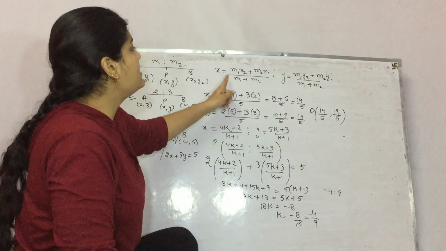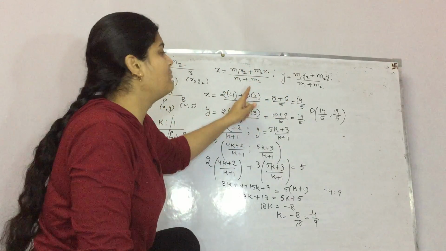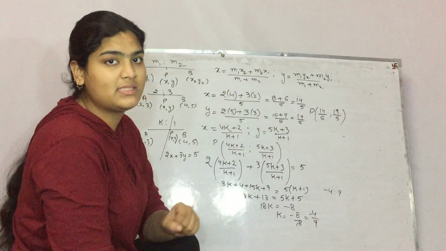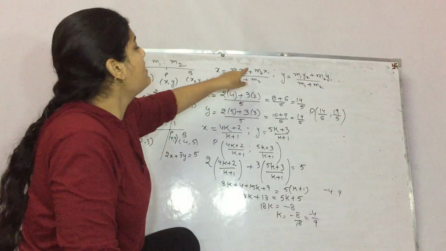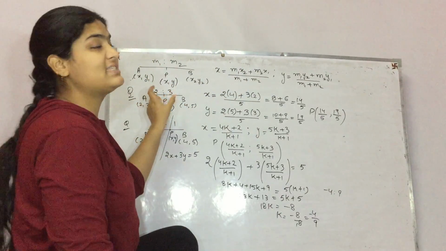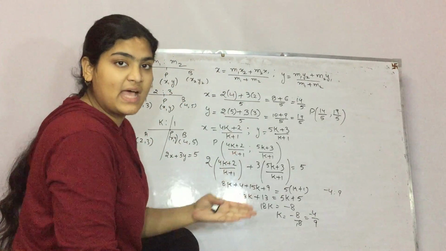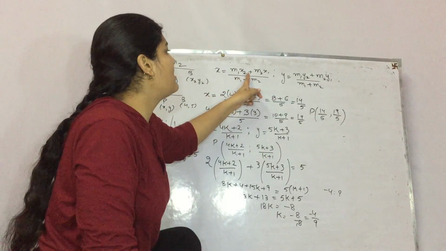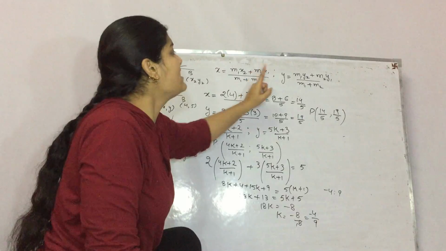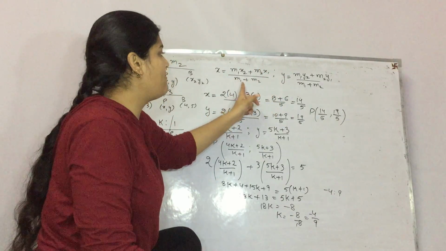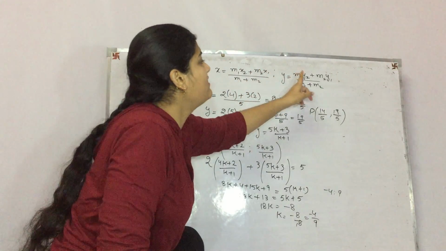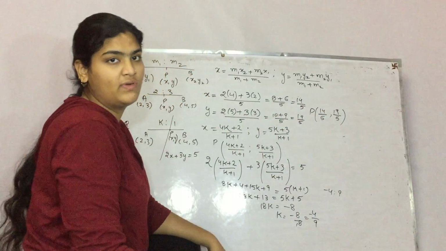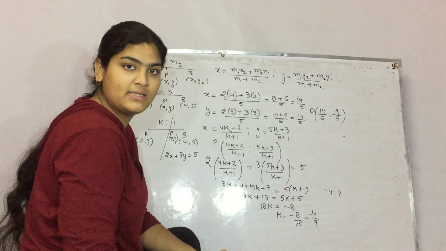Remember this thing? This is your section formula having the summation sign between the terms, used when a point divides a line segment internally. Whereas when it divides externally, the formula becomes (n1 x2 minus n2 x1) over (n1 minus n2) and (n1 y2 minus n2 y1) over (n1 minus n2). I hope you will understand.